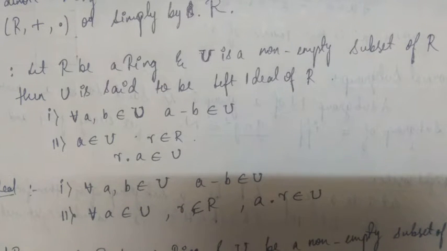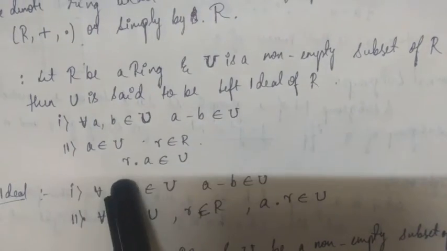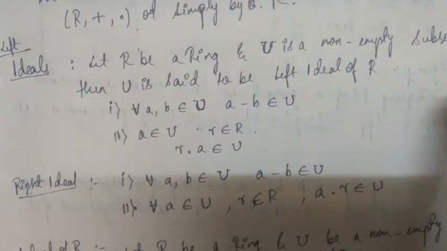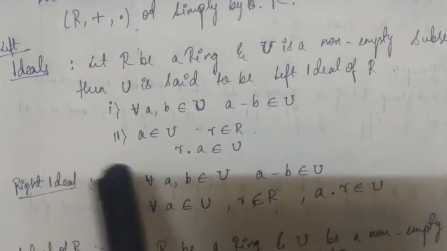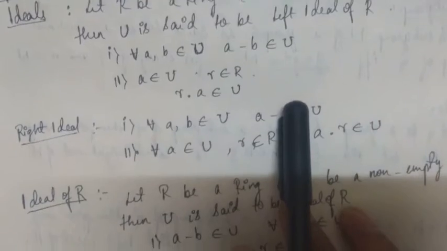U is said to be a left ideal of R if for all a, b belongs to U, a minus b belongs to U, and for a belongs to U and r belongs to R, r star a belongs to U. So if this condition is true, then it is said to be a left ideal.